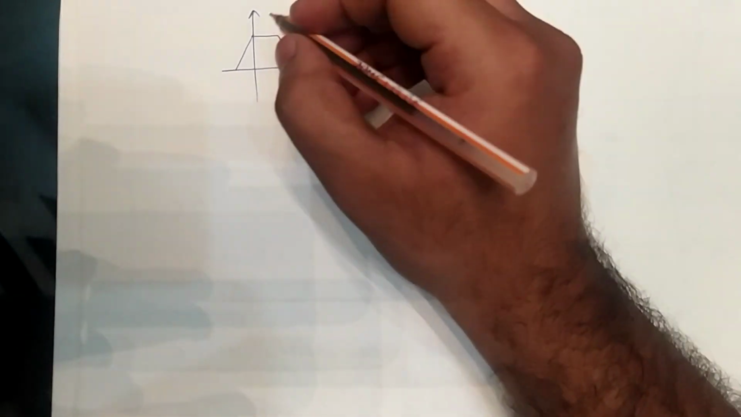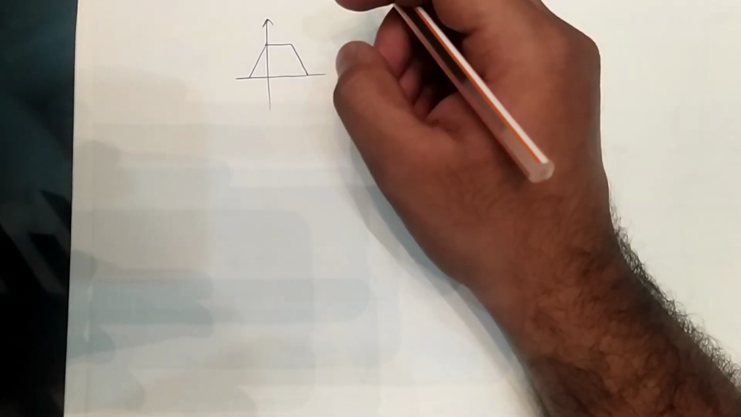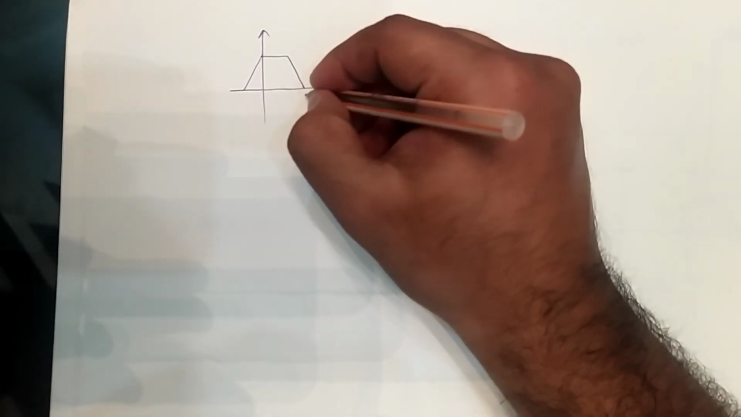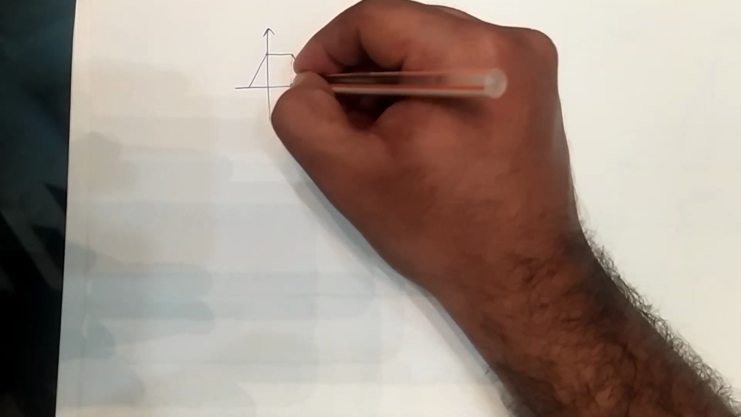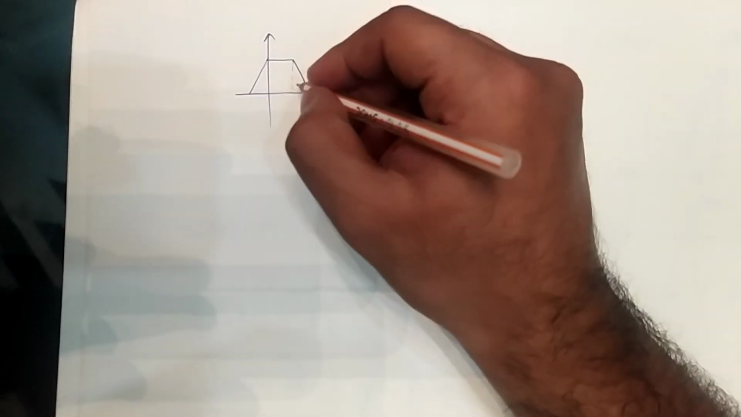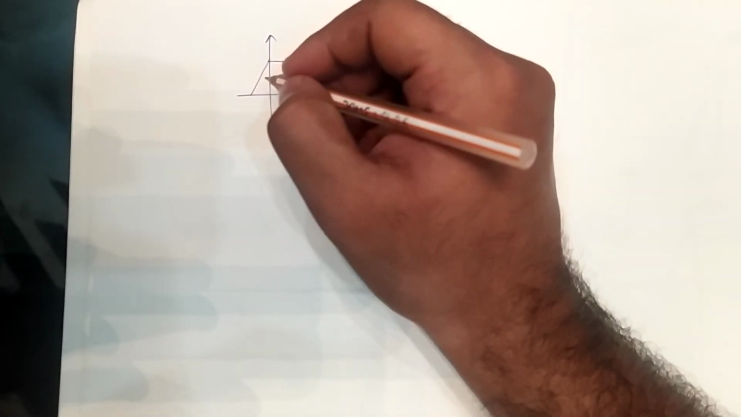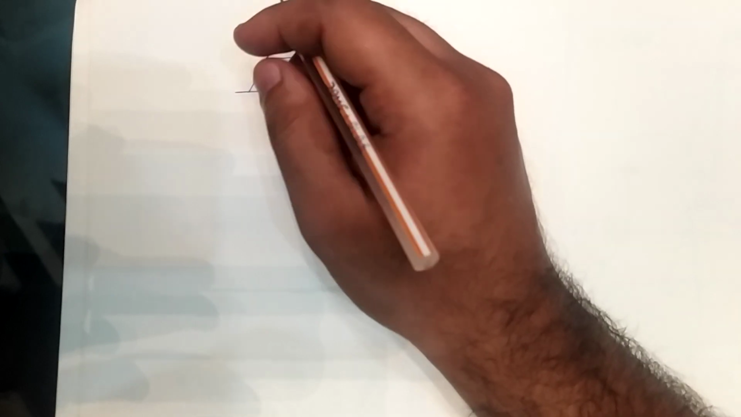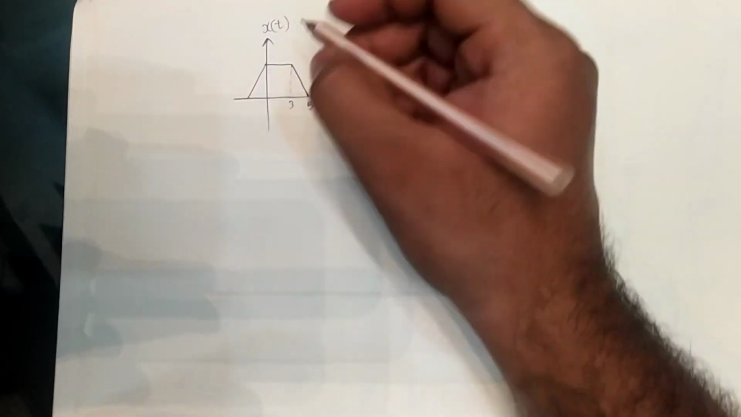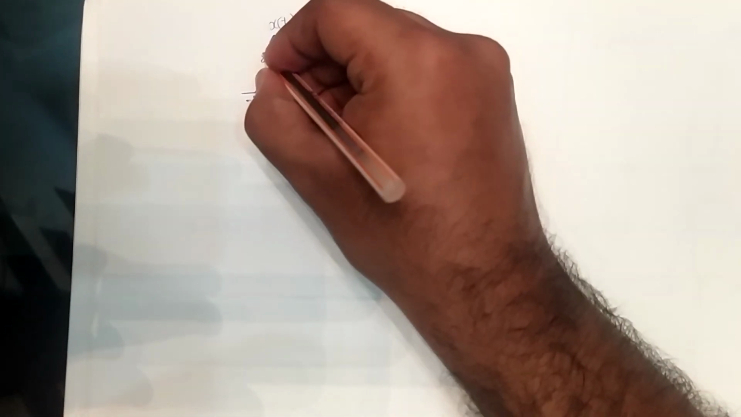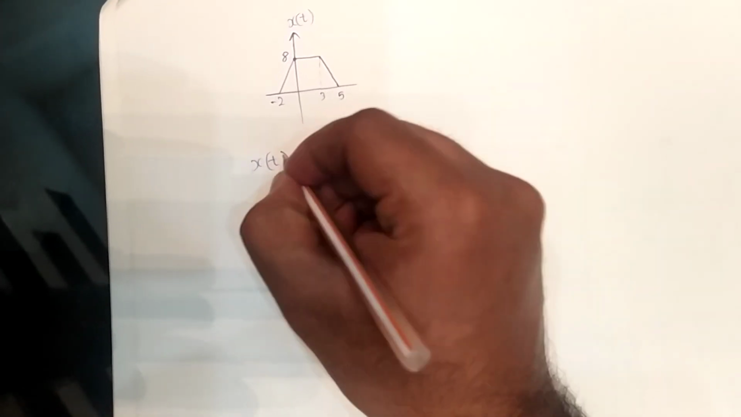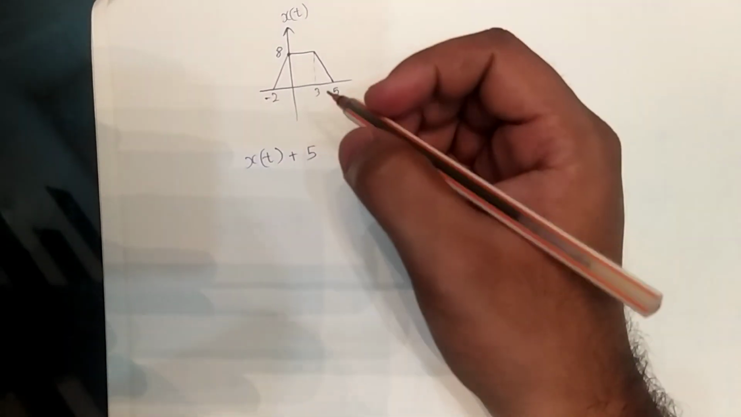All this while I have been multiplying stuff. What if I add some numbers to the x of t? Last time in amplitude scaling we just multiplied outside x of t. Now what if we add outside x of t? In time shifting we were adding it inside t. Now what if we add it outside t? So that is a jugglery that we are going to do now. So x of t plus 5, let's suppose.